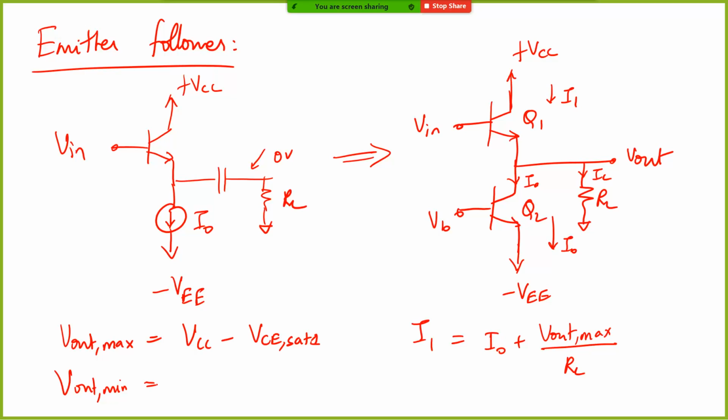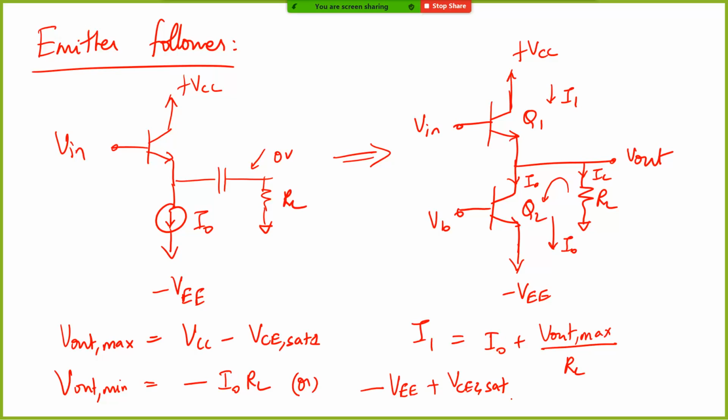Now what is the Vout min here? Vout min can come due to two different things. It can be minus I0 times RL, that is to say Q1 is pretty much off and all the current is flowing like this. Or, if you choose I0 in such a way, it can reach down to minus VEE, so basically it can come down to minus VEE plus VCE sat.